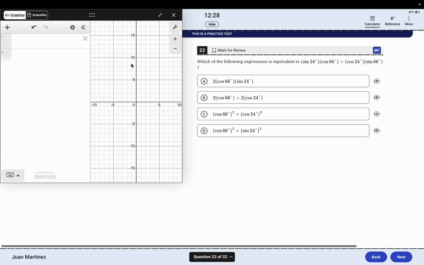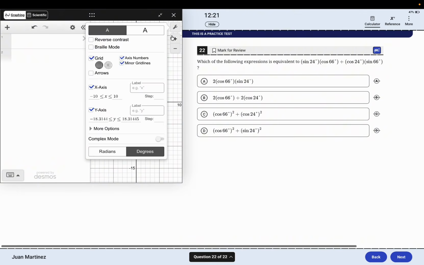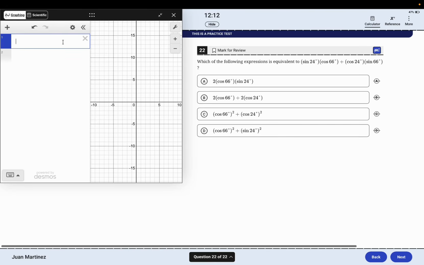Which of the following expressions is equivalent to this? Okay, so very important to note here, you have to switch to degree mode. If you do radians, you're not going to get the correct answer, it's going to just look weird. So make sure you switch to degree mode. So let's see, here's sine 24 cosine 66 plus cosine 24 sine 66. We get 1. So now we can just check all our answer choices and see which one matches.